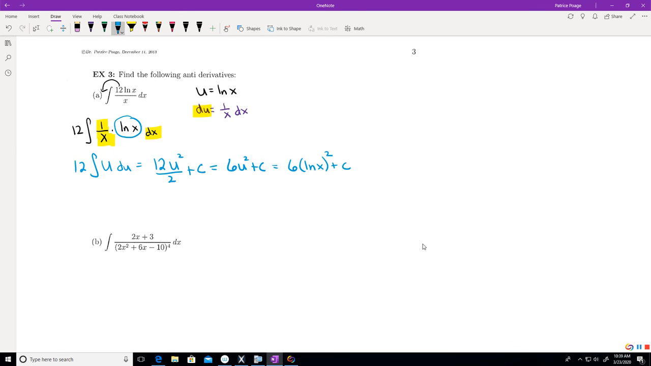Notice I don't have any absolute value signs anywhere, and that's because I'm not the one who put the natural log in the problem. It was already in the problem. All right.